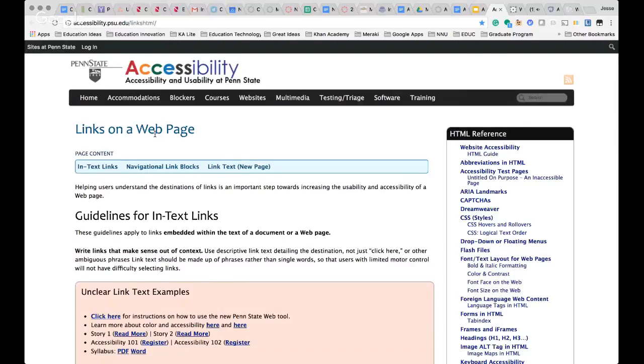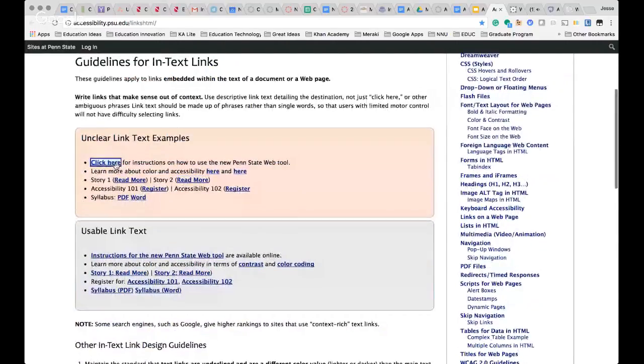For example, I love what Penn State does. I will probably refer to them all of the time because they have terrific resources as far as accessibility examples are concerned, and I don't want to reinvent the wheel if I don't have to. So, these are beautiful. I love these. Again, unclear links. Oh, look, it says "click here," right? Or "learn more about color and accessibility here and here." One story, right? So you see what we're talking about here. There really isn't anything to describe what the link actually is.